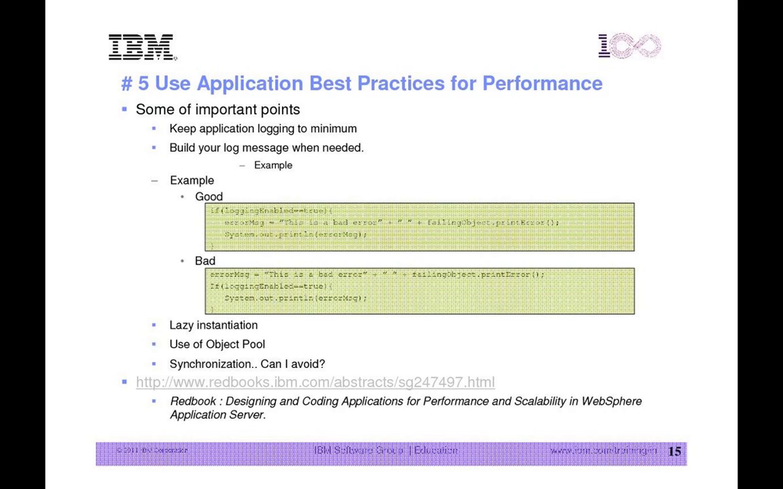Then there are some good points about lazy instantiation, or using an object pool, so avoid creating objects again and again. This is required if you have a lot of short-living objects of the same type. Synchronization: can I avoid it? I'm not saying synchronization should not be there, because there are application requirements and you may have to use it, but try to avoid it as much as you can, because synchronization is sometimes the area which causes a server hang or crash kind of situation.